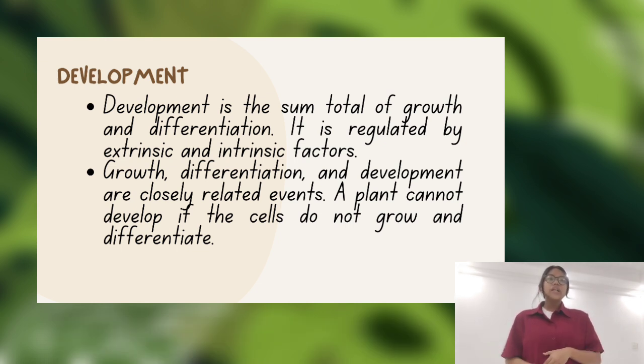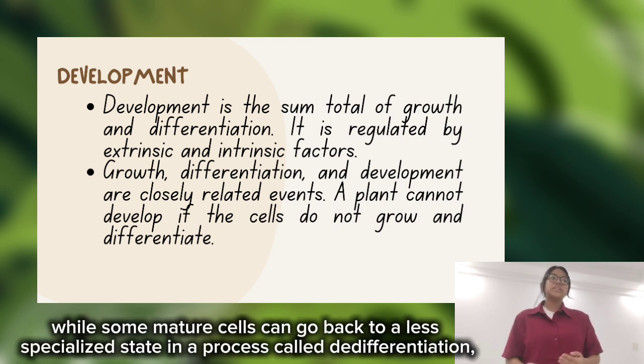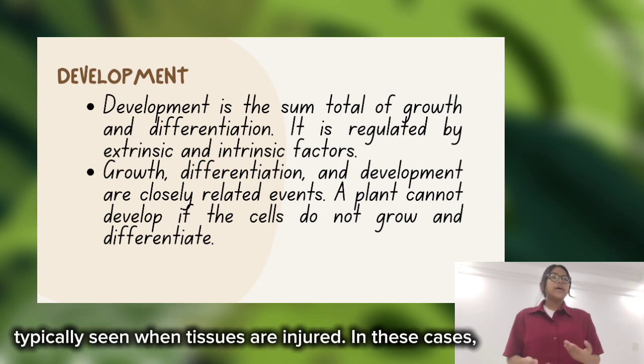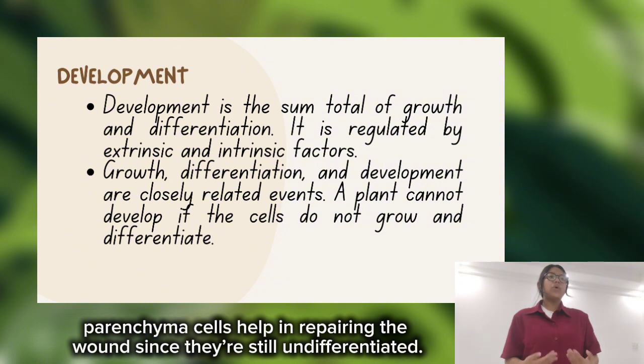Development is the sum of total growth and differentiation. It is regulated by extrinsic and intrinsic factors. Growth, differentiation, and development are closely related events. A plant cannot develop if the cells do not grow. So differentiation is when cells change to become different types, while some mature cells can go back to a less specialized state in a process called dedifferentiation, typically seen when tissues are injured. In these cases, parenchyma cells help in repairing the wound since they are still undifferentiated.